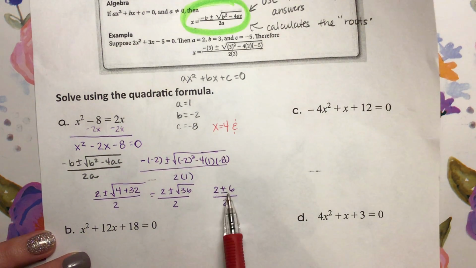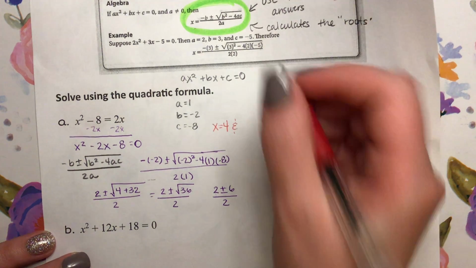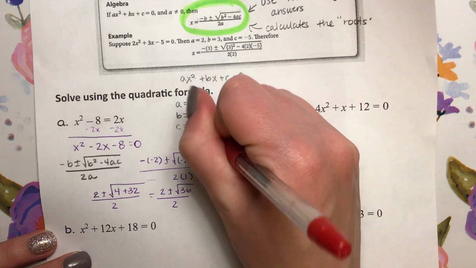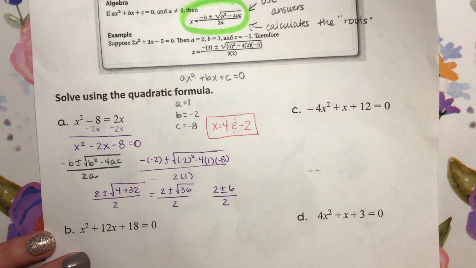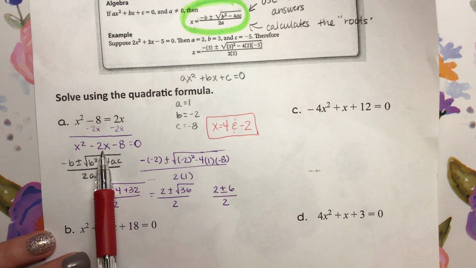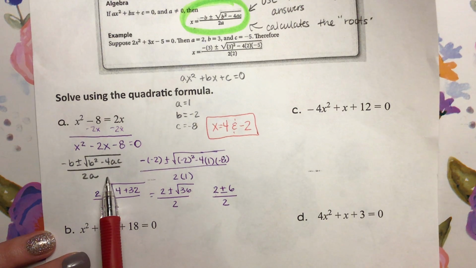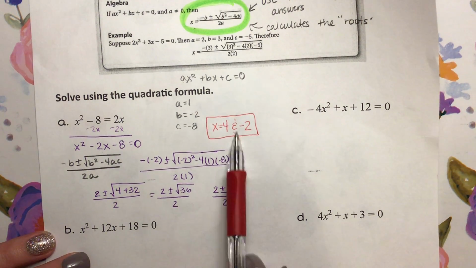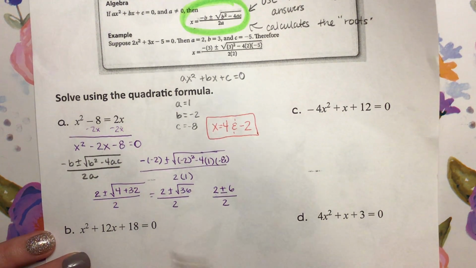Or what if it were 2 minus 6? 2 minus 6 is negative 4, divided by 2 is negative 2. So x could equal 4 or negative 2, and those are the roots. So all we've got going on, we're taking our values from our equation, substituting them into the formula, simplifying, and then getting our final result.